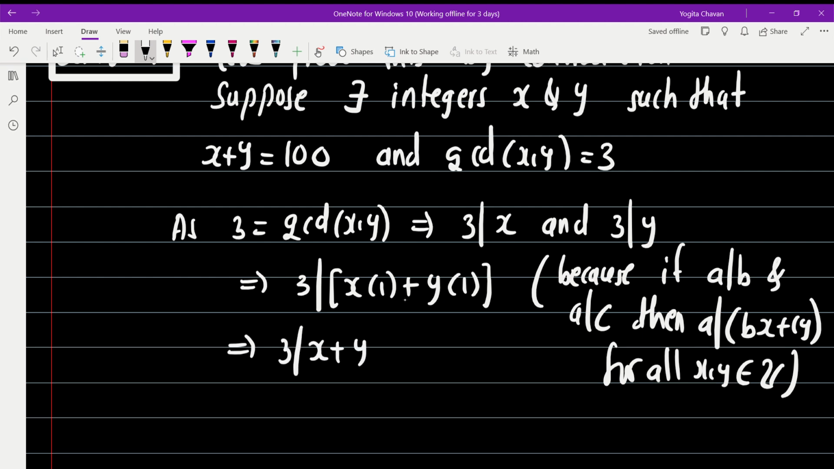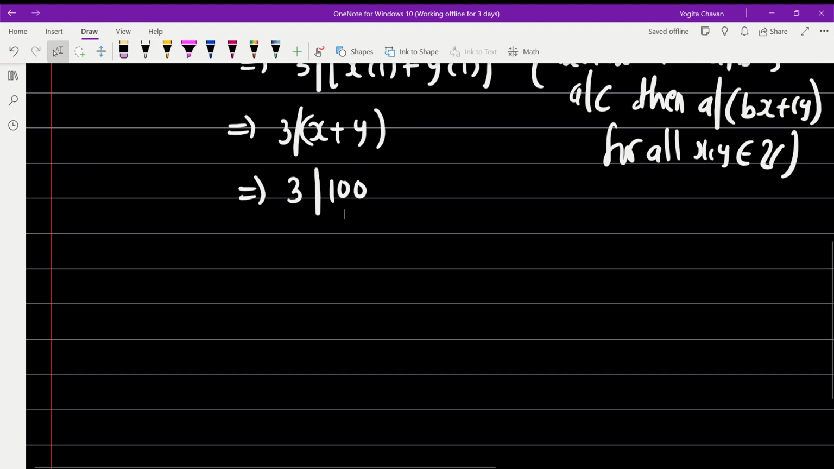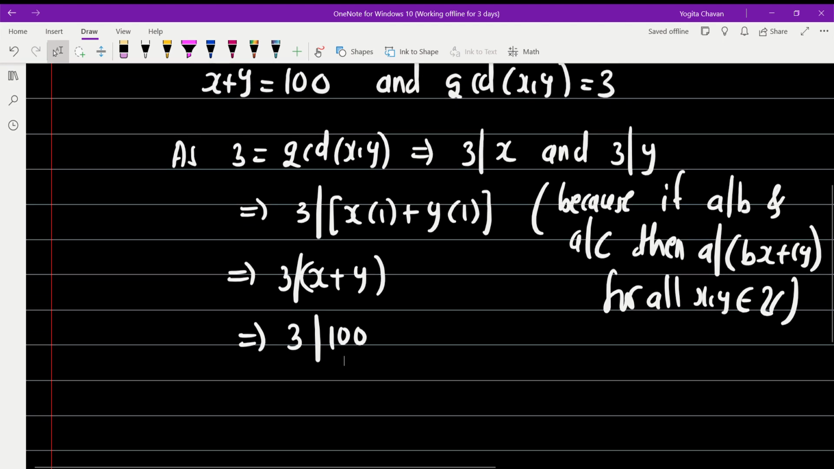But what is the value of x plus y? x plus y is 100, so this implies 3 divides 100. So this is not correct, because 100 cannot be written as 3 into some integer. 100 3 का multiple नहीं है, so 3 divides 100 is incorrect. So which is a contradiction.